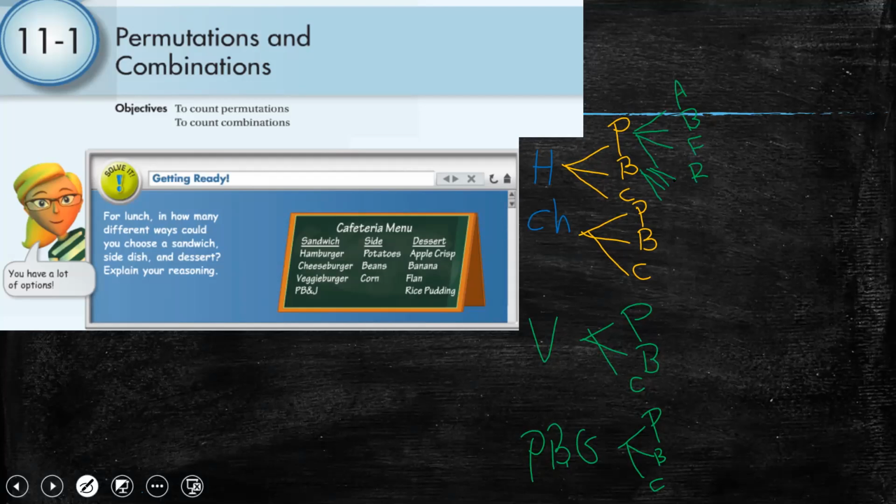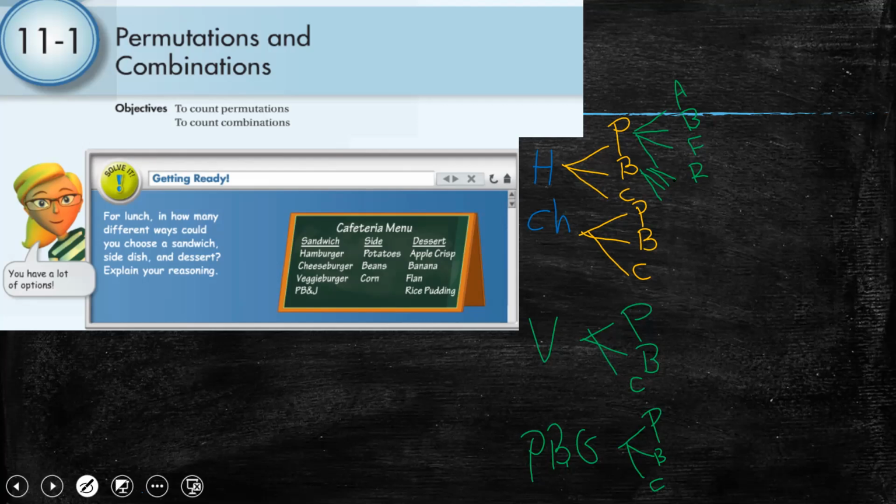So one of your choices could be hamburger, potatoes, apple crisp, or hamburger, potatoes, banana, or hamburger, potatoes, flan, or hamburger, potatoes, rice pudding, or cheeseburger, potatoes, apple crisp, cheeseburger, beans, banana, cheeseburger, corn, flan, and so on. So here you have a lot of choices.